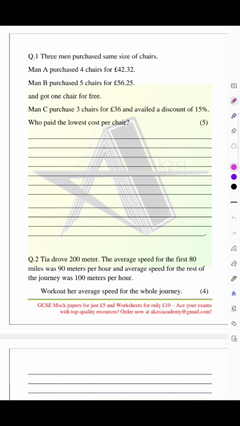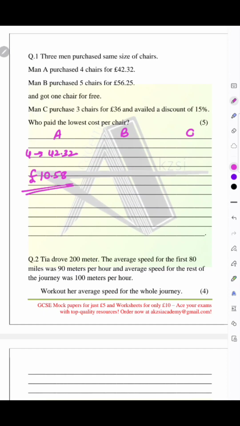So we have to calculate the cost of one chair in each case. It's for man A, for man B, and for man C. For man A, 4 chairs at 42.32. That means if 4 chairs are for 42.32 pounds, so one chair will be 10.58. So we are basically calculating the cost of one chair.